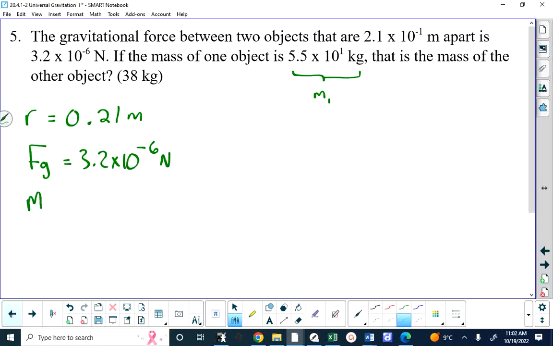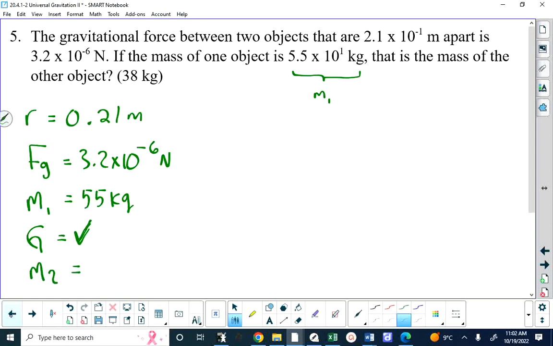The mass of the first object is given, 55 kilograms. G is known. I'm not going to write down what it is. Just put a check mark beside it. We know what it is. And we want to find M2.